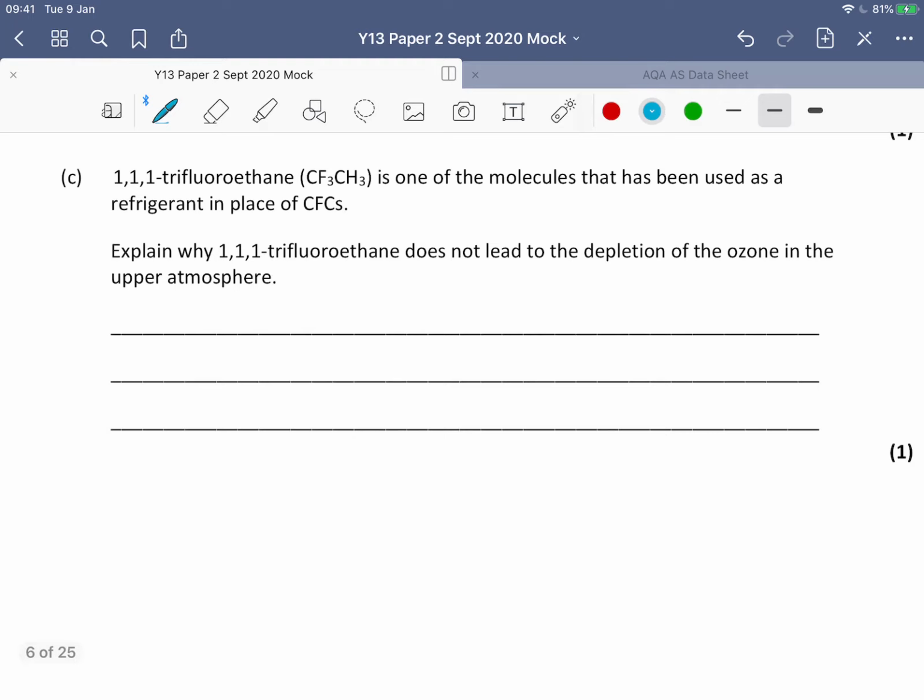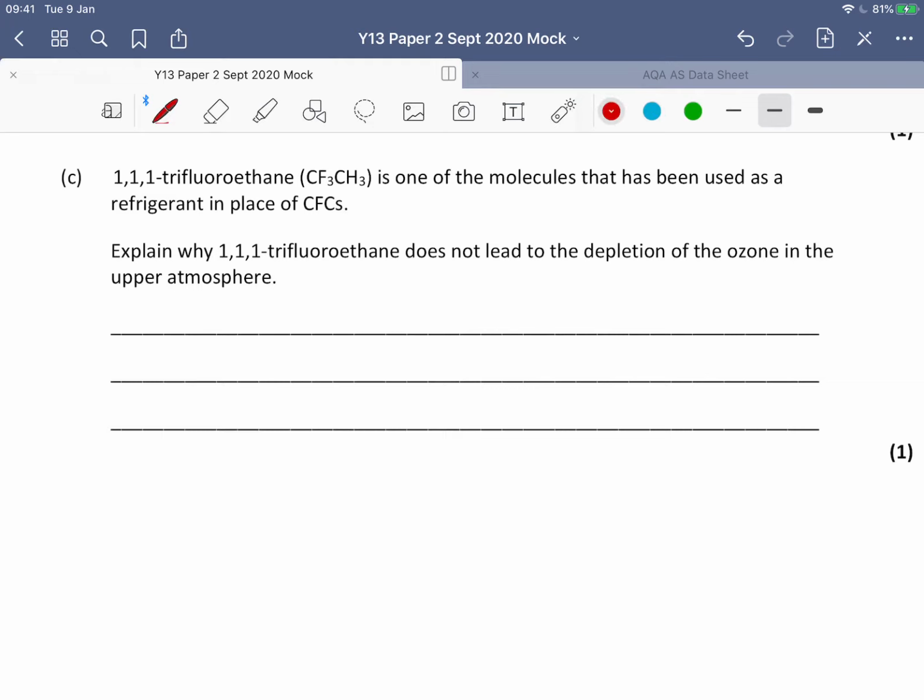Okay, so 1,1,1-trifluoroethane. So with trifluoro, it means there are 3 fluorines. We can see that in the structural formula. We can very clearly see that there are 3 fluorines bonded onto 1 carbon. It's one of the molecules that has been used as a refrigerant in place of CFCs. Explain why 1,1,1-trifluoroethane does not lead to the depletion of ozone in the upper atmosphere.